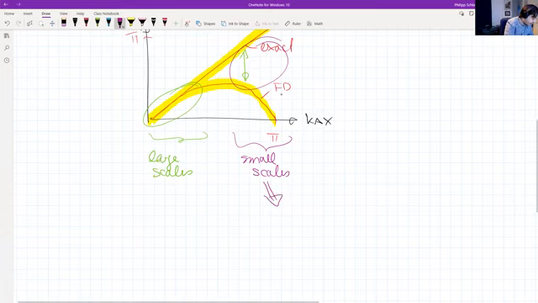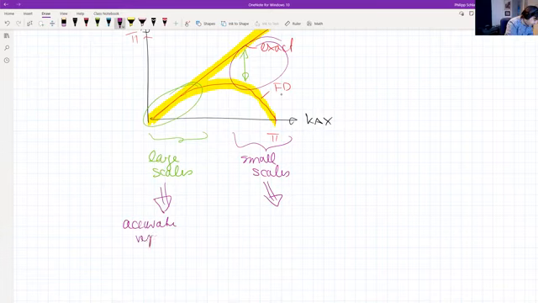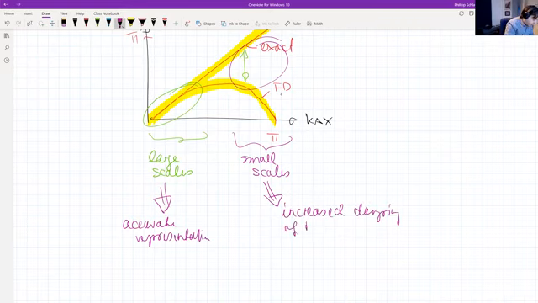In this region we have an accurate representation, whereas for the small scales we have increased damping of the derivative. So it means that the derivative at the highest wave numbers is smaller than it should be, with a lower amplitude than it should have. And of course, this can create various problems.